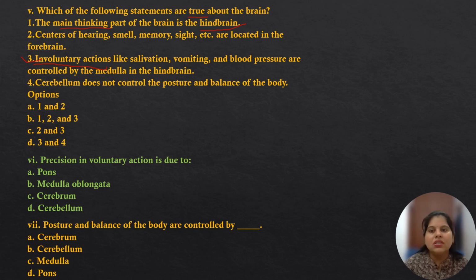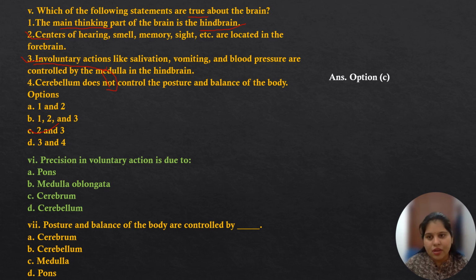Fourth, the cerebellum does not control the posture and balance of the body. This is the wrong statement. But if there is no "not", then that statement would be correct: the cerebellum does control the posture and balance of the body. So option C should be the correct one. Which statement is correct? Statement 2 and statement 3 are the correct statements.